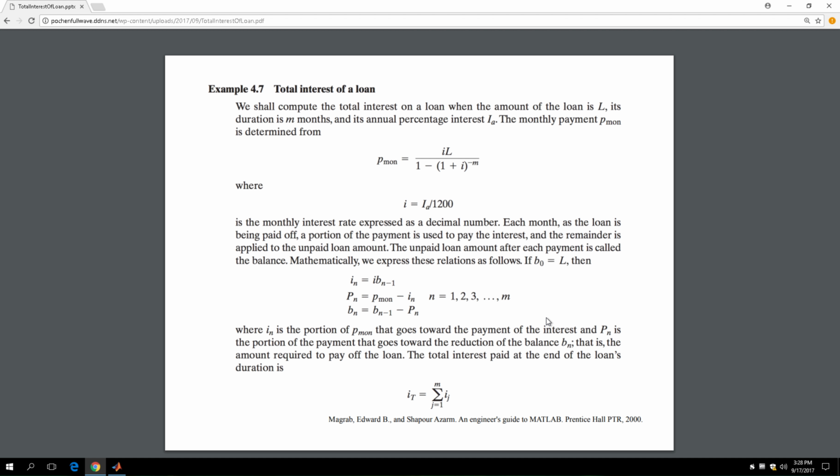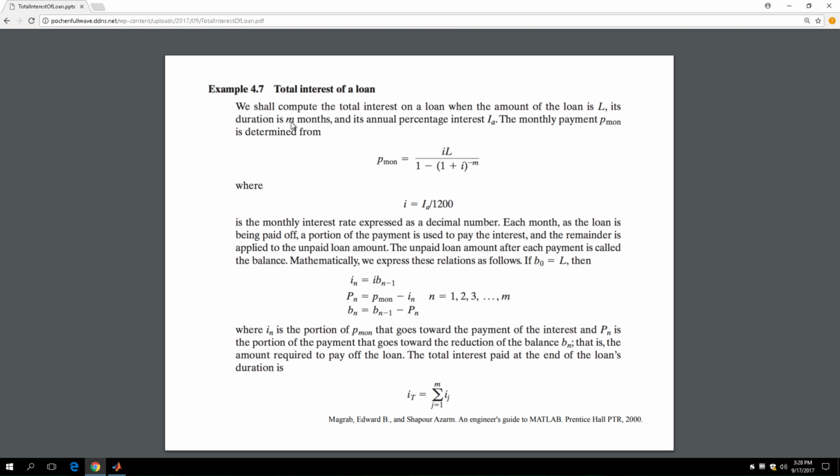So how do we actually quantify this kind of problem, right? We have a description of the problem, and then we have a bunch of mathematical equations that allows us to describe the problem in a quantitative way. So let's just read through it. We shall compute the total interest on a loan when the amount of the loan is L. So we are borrowing this amount from the bank, and the amount is denoted as capital L. That's the loan amount.